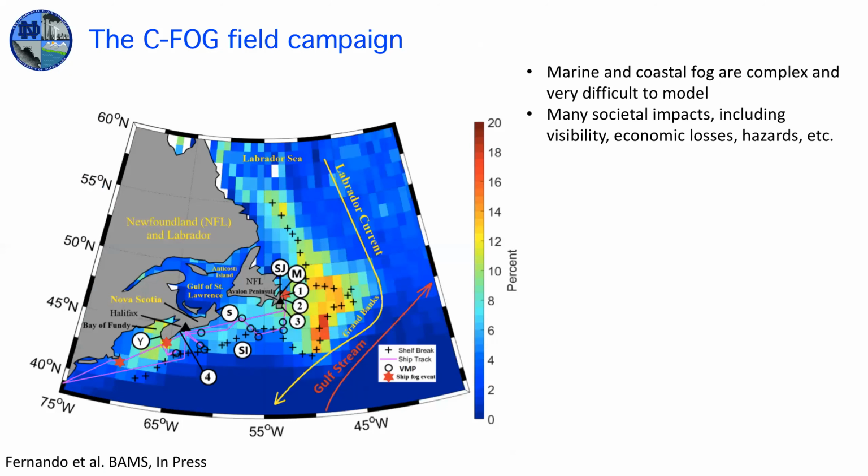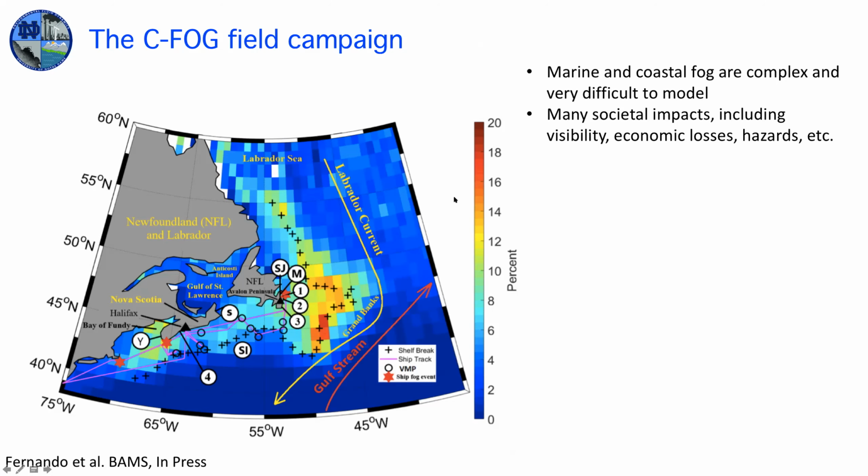Okay, so the sea fog field campaign is sort of motivated by the fact that marine and coastal fog are really difficult to predict and model. And they also have a lot of societal impacts, on transportation, visibility, economic losses, and so on. And so this was done on the east coast of Canada near Newfoundland, where there's some of the highest prevalence of fog in the entire planet.